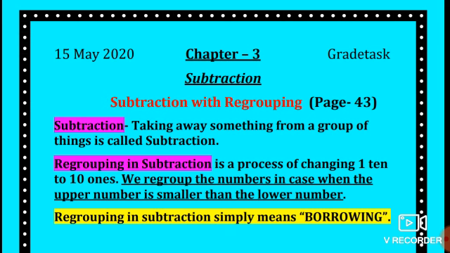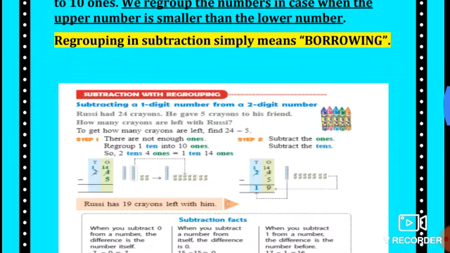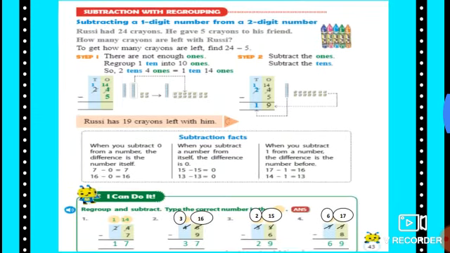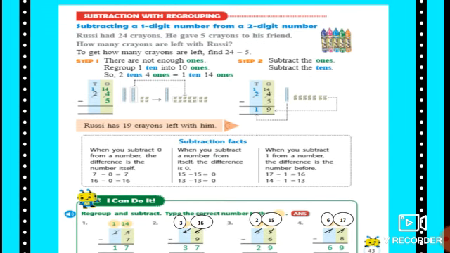Come to page number 43, students. In your maths book, you will be doing the sums in your book. Page number 43 is subtracting a one digit number from a two digit number. Upper, a two digit number will be there, and down a one digit number will be there.